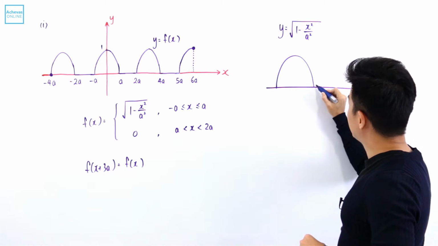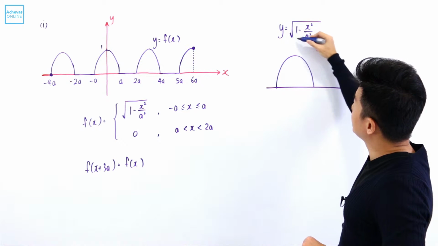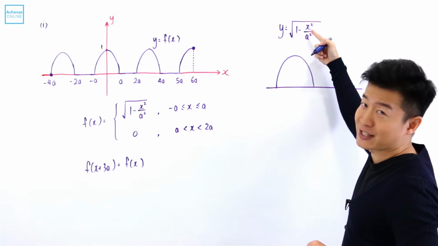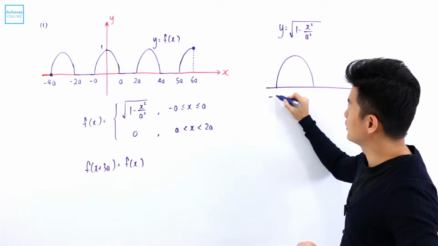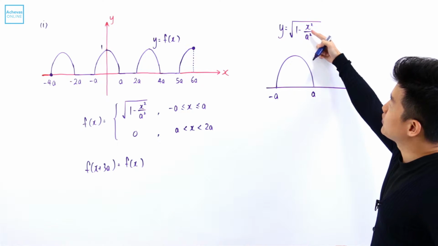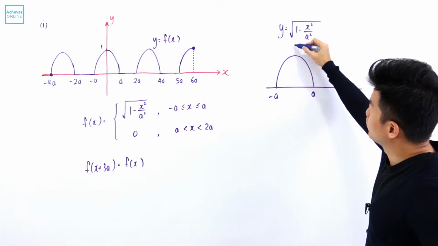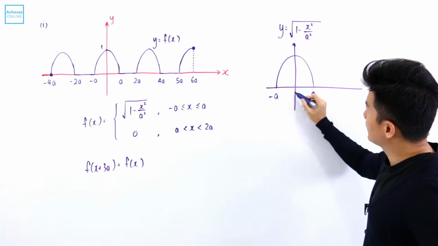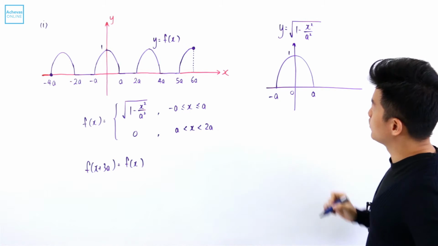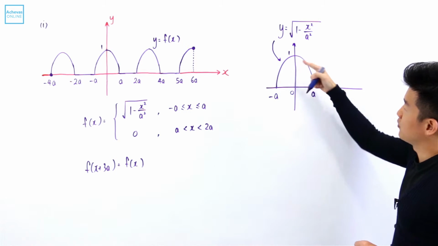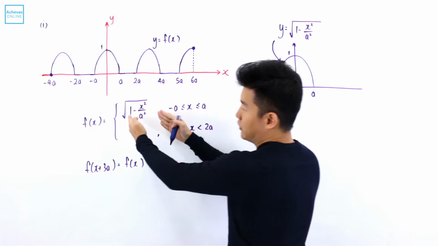For the x-intercepts, if I let y be equal to 0, I'll be able to get x to be plus or minus a. So this is going to be at minus a, and this is going to be at a. And if I let x be equal to 0, y is going to be equal to 1. So at this maximum point here, when x is equal to 0, y is equal to 1. This portion of the curve represents this interval for f(x).